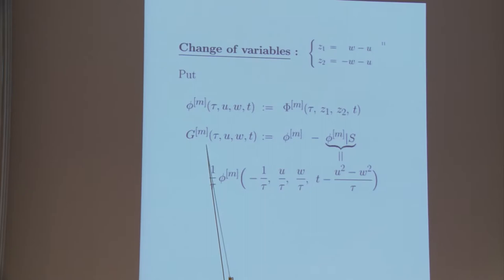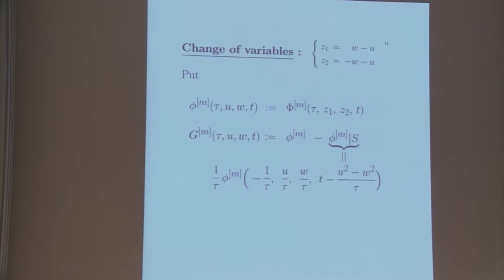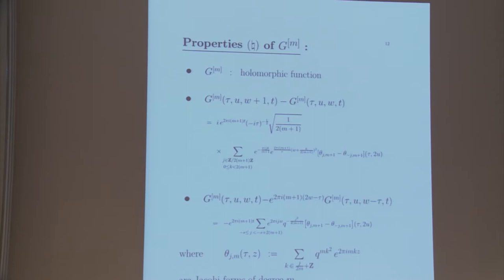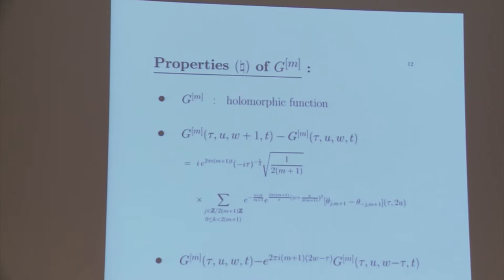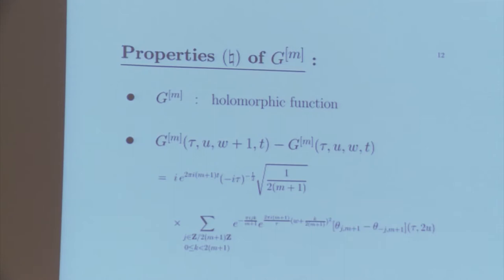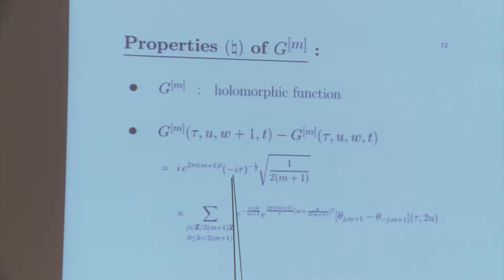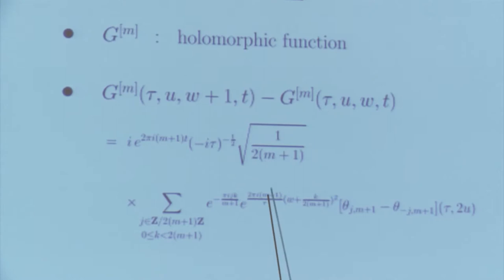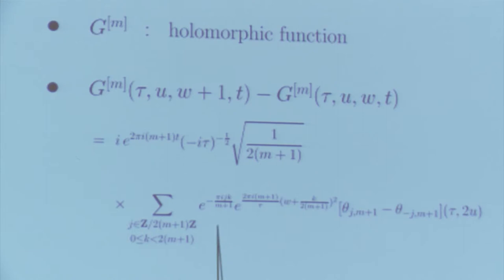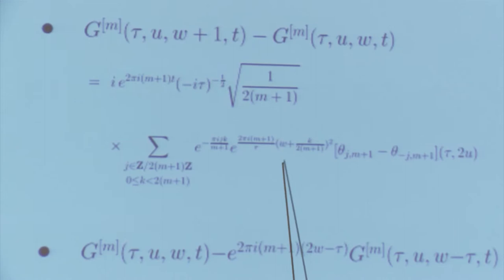So we want to know this function phi m. The property of gm is that it is a holomorphic function. It is very simple, just as we have looked at it. And we consider w plus 1 minus w. Then, not so difficult, by simple calculation, we get it written in this form.